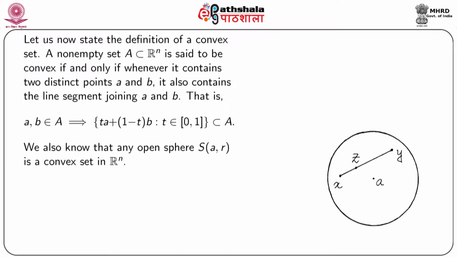Let us now state the definition of a convex set. A non-empty set A, a subset of R^n, is said to be convex if and only if whenever it contains two distinct points a and b, it also contains the line segment joining a and b. That is, if a and b are members of the set A, then the set consisting of the elements t a plus (1 minus t) b, where t is an arbitrary real number from the closed interval 0 to 1, also lies in A. We know that any open sphere S(a,r) in R^n is a convex set in R^n.